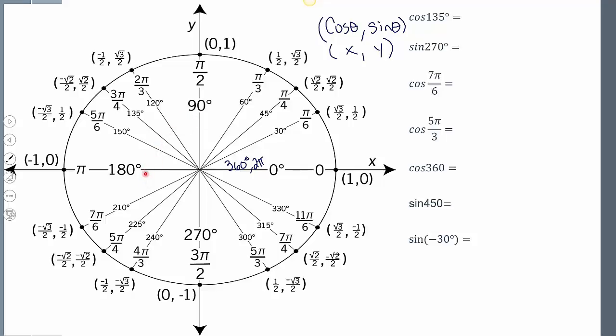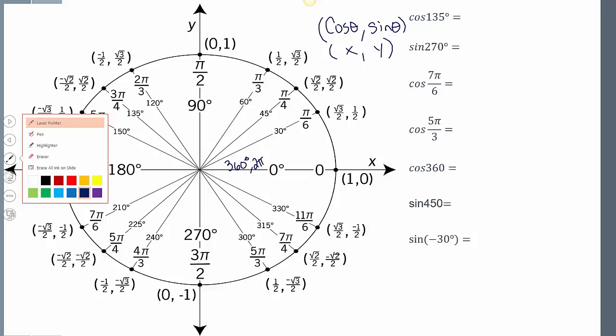From our 180, this goes up 30 degrees. This goes up 45 degrees. This goes up 60 degrees. And this goes up 90 degrees, et cetera. It follows that pattern all the way through. And then the last portion, the radians.